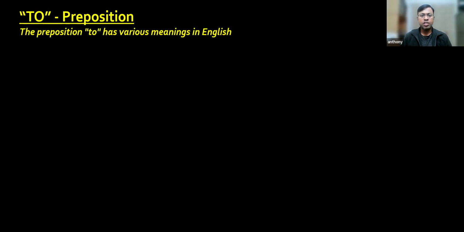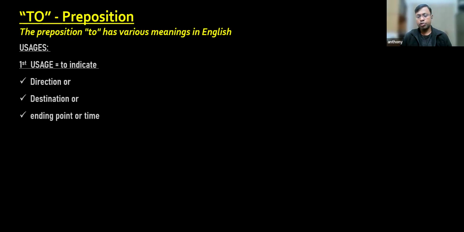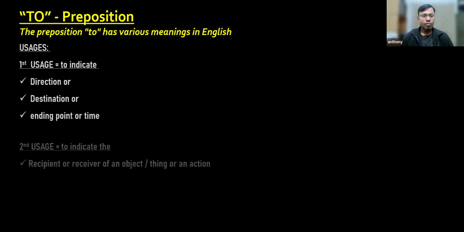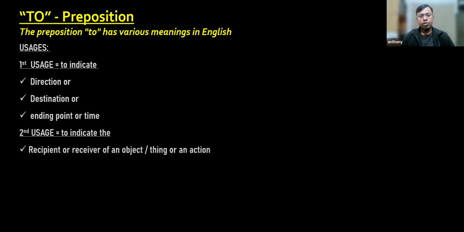The preposition to has various meanings in English. We will just see. This is a very popular preposition because we use this in our daily life. Daily you use this. First usage: to indicate direction, destination, or ending point or ending time, mostly. Second usage: to indicate the receiver of an object or thing or an action. Recipient means receiver.